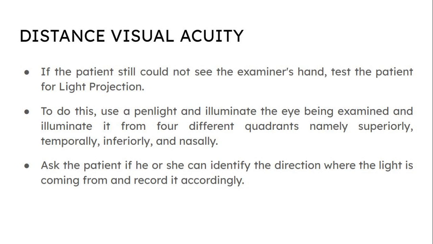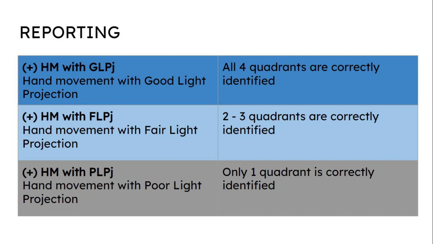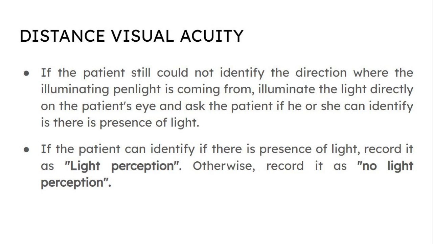Ask the patient if he or she can identify the direction where the light is coming from and record it accordingly. If the patient can identify all 4 quadrants, record it as good light projection. If the patient could not identify all quadrants, record the identified quadrants accordingly. If the patient could still not identify the direction where the illuminating pen light is coming from, illuminate the light directly onto the patient's eye and ask the patient if he or she can identify the presence of light. If the patient can identify the presence of light, record it as light perception. Otherwise, record it as no light perception.